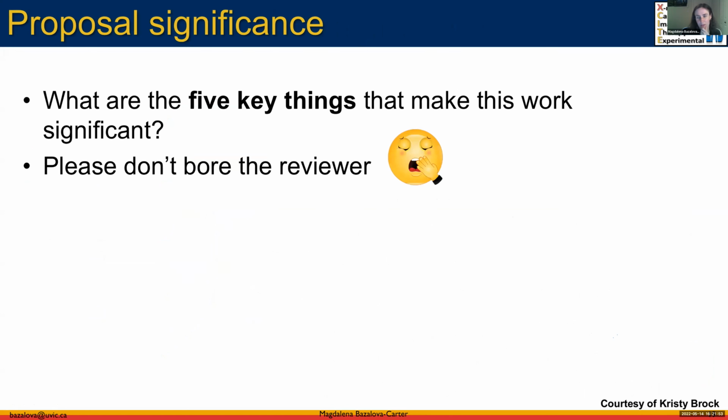Make sure that you don't bore the reviewer with repeating the same information. One thing that I really dislike, if you have different components of the grant and you're repeating entire paragraphs, reviewers really don't want to see that, and it definitely decreases score when I review.